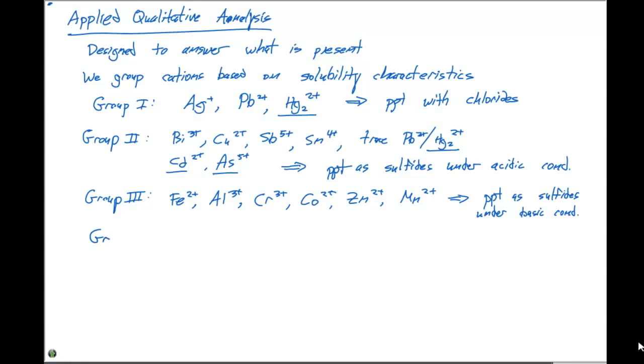Group 4 contains barium 2 plus, calcium 2 plus, and magnesium 2 plus. These 3 cations right here will precipitate with the phosphate ion.